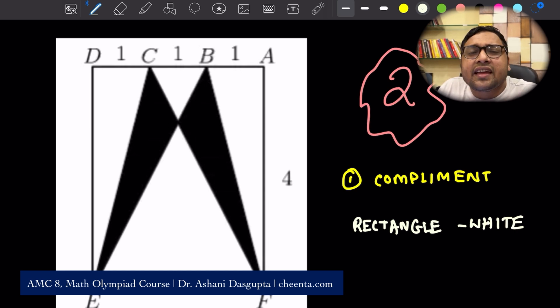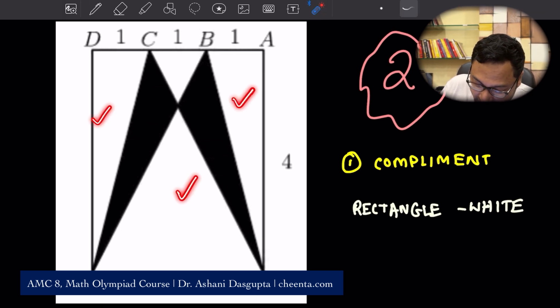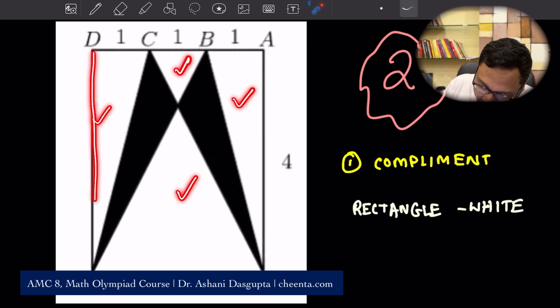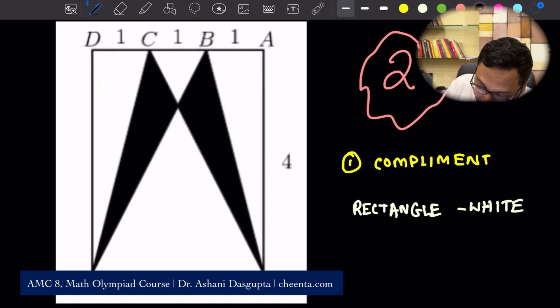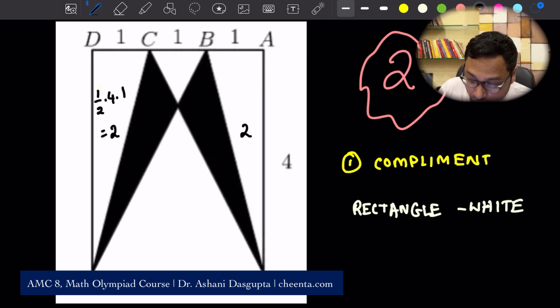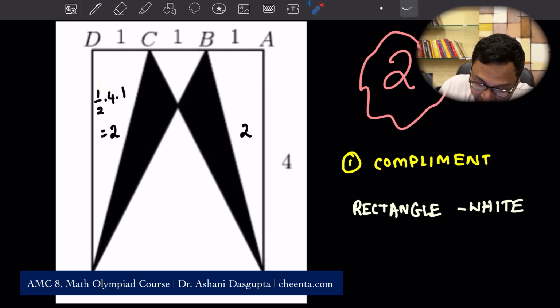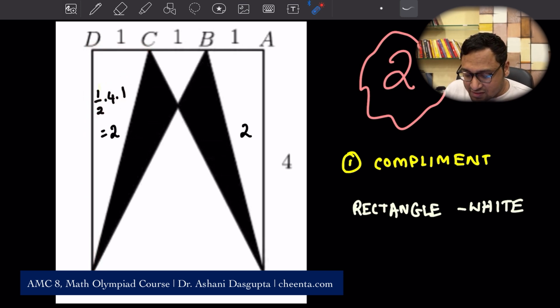So how do you find the area of the white region? Well, it's quite simple. We have 3 pieces, actually 4 pieces. This one is really easy. Its height is 4 and its base is 1. So it's half into 4 into 1, which is just 2 square units. Similarly, this one is 2 square units. The area of a triangle is half base into height, and the height here is 4 and this base is 1. That's why I use half height times base. Okay, so this is 2, this is 2.